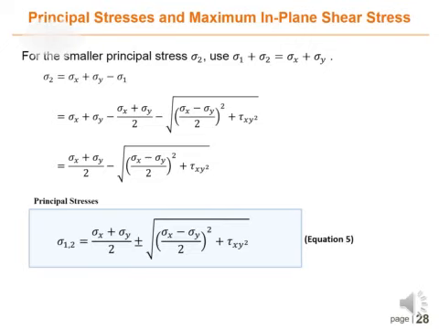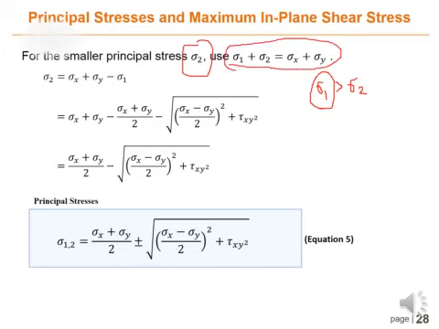Okay, so we know that sigma 1 is larger than sigma 2, and we already know sigma 1. So to get the smaller principal stress, sigma 2, we can use this equation: sigma 1 plus sigma 2 is equal to sigma x plus sigma y. Then you bring sigma 1 to this side, and you will get sigma 2 equals sigma x plus sigma y minus sigma 1. Since you already know sigma 1, you can substitute the equation of sigma 1 into this.